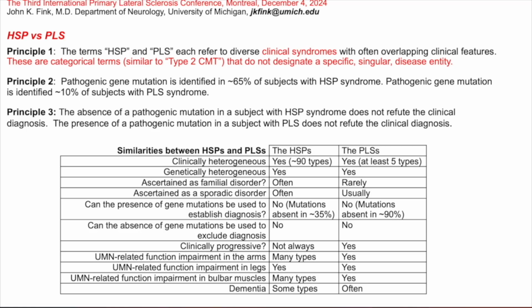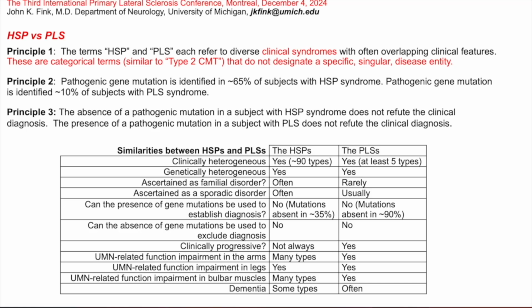Now, third principle, the opposite of what I just said. The absence of a mutation does not mean it's not HSP, and the presence of a mutation does not mean it's not PLS. These are clinical terms. There are a lot of similarities, obviously, clinical overlaps between these two. They're genetically heterogeneous. How can I say that PLS is heterogeneous? Okay, let's be clear. There's childhood onset autosomal recessive PLS due to ALS2 mutation. And then there are children that look exactly like that who don't have that mutation, meaning that autosomal recessive childhood onset PLS itself is genetically heterogeneous.